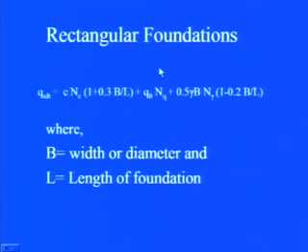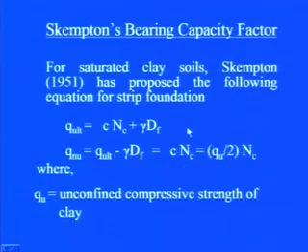Now, in the case of rectangular foundations, the shape factors can be determined by this particular equation, and these shape factors are included here. B is the width of the foundation or the diameter of the foundation, L is the length of the foundation, and other factors remain as they are. So, for rectangular foundations, the ultimate bearing capacity will be given by c N_c (1 plus 0.3 B upon L) plus q N_q plus 0.5 gamma B N_gamma (1 minus 0.2 B upon L).